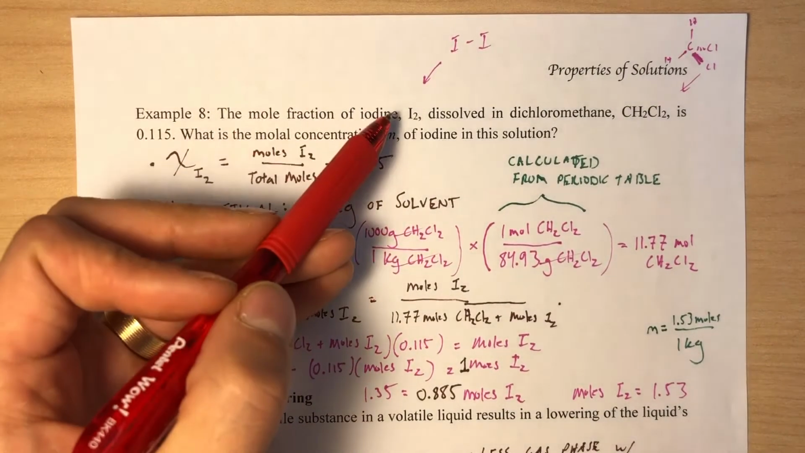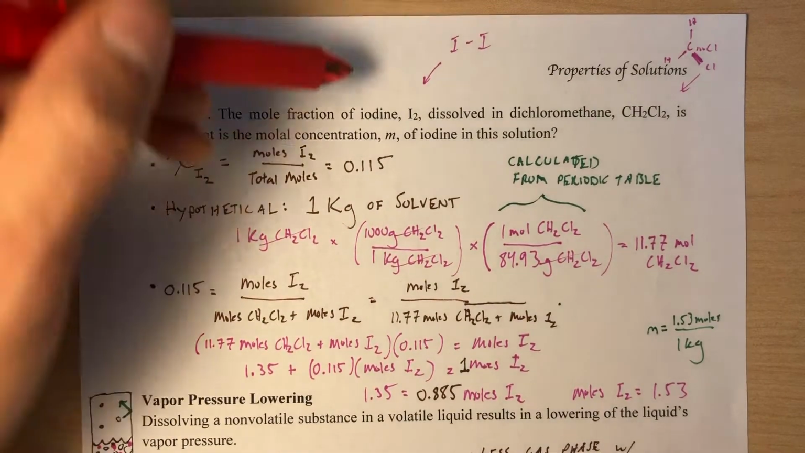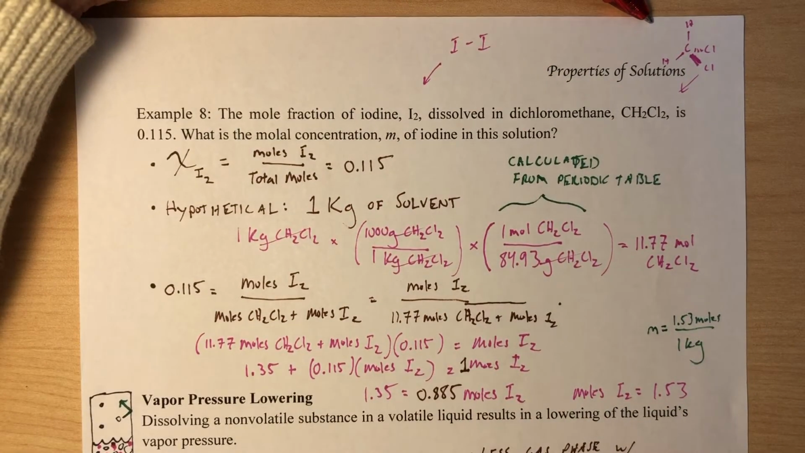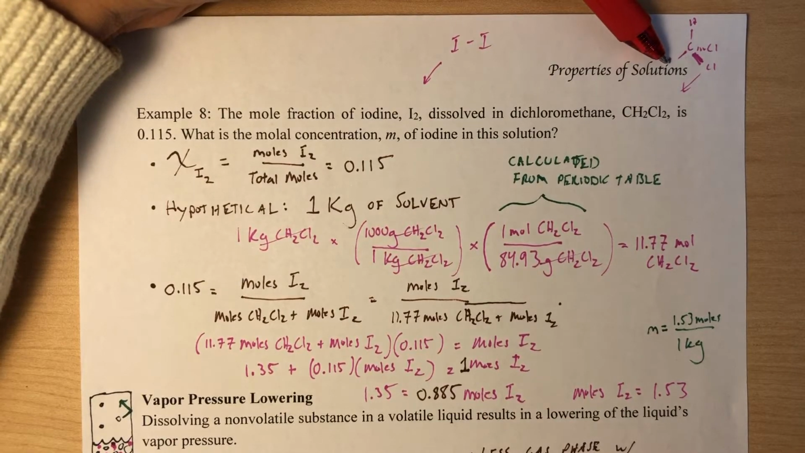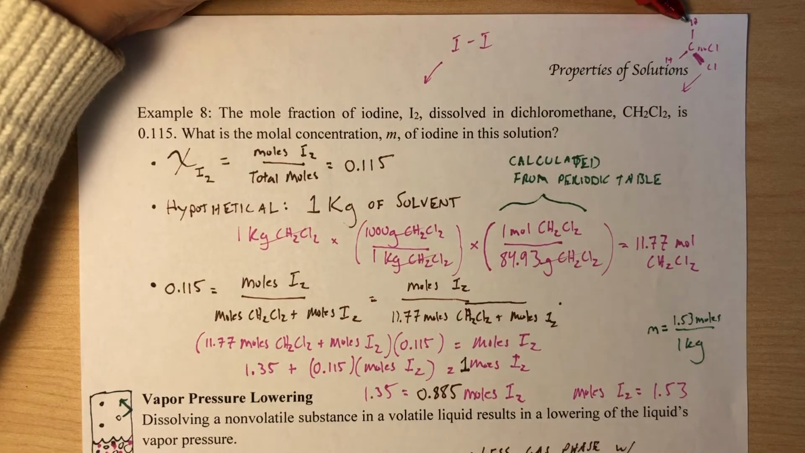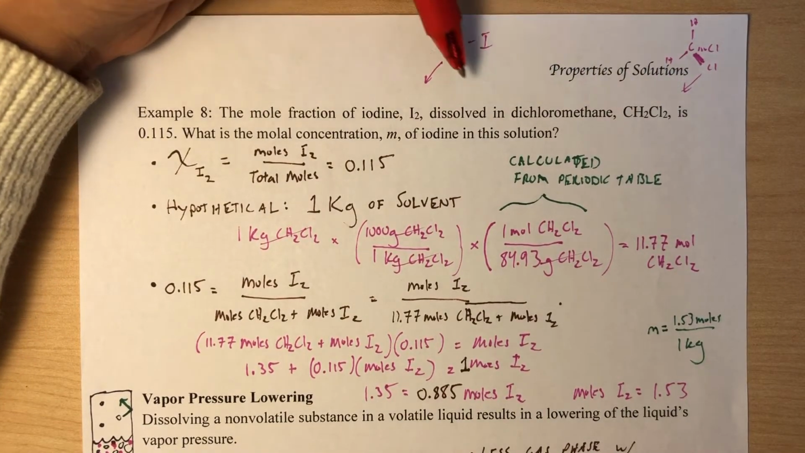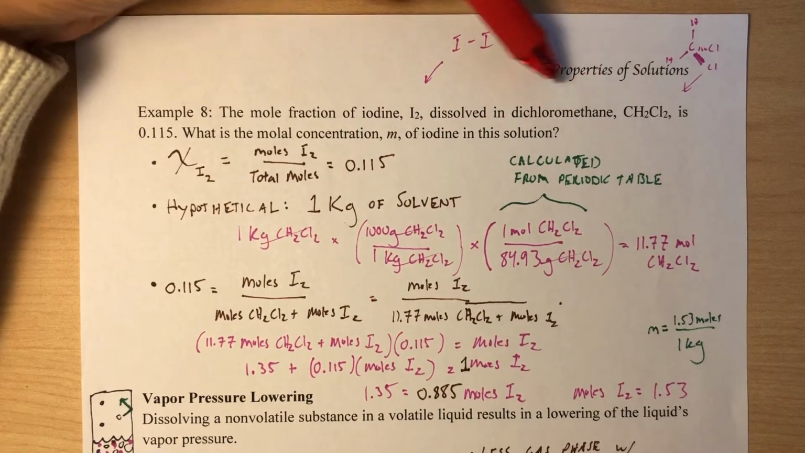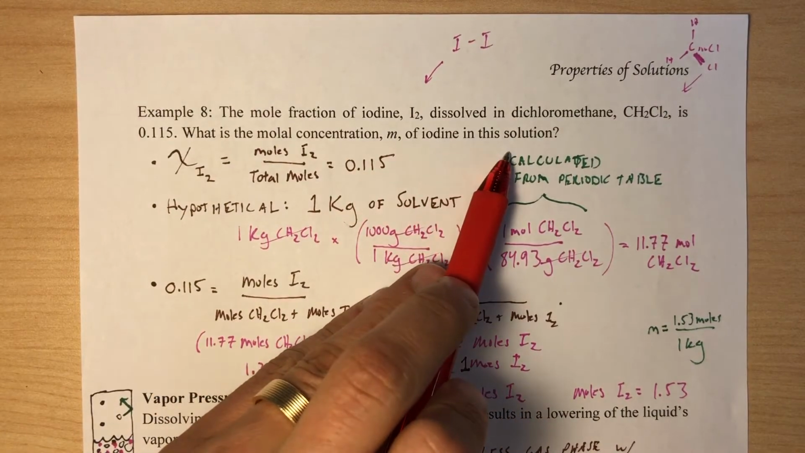Here we have the mole fraction of iodine, which is an iodine element bound to itself, dissolved in dichloromethane, CH2Cl2. Drawn here in a tetrahedral shape, it is very similar to chloroform as we drew last time, only with one less chlorine replaced by hydrogen. So it's CH2Cl2, and it is overall a polar molecule. The mole fraction of iodine dissolved in dichloromethane is 0.155.